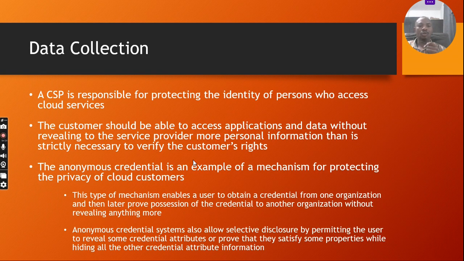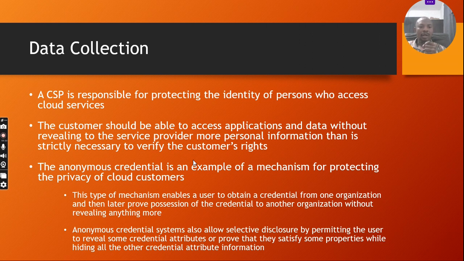Now let's get to data collections. Now you remember a cloud service provider, CSP, is responsible for protecting the identity of the person who accesses cloud services. It is their responsibility to protect whoever accesses cloud services. Now, the customers should be able to access application data without revealing to the service provider more personal information than is strictly necessary to verify the customer's right.